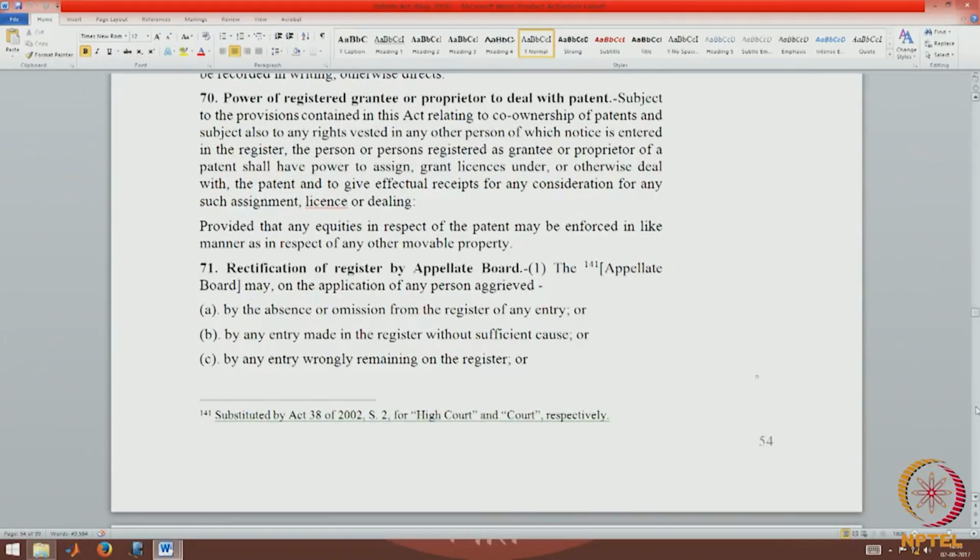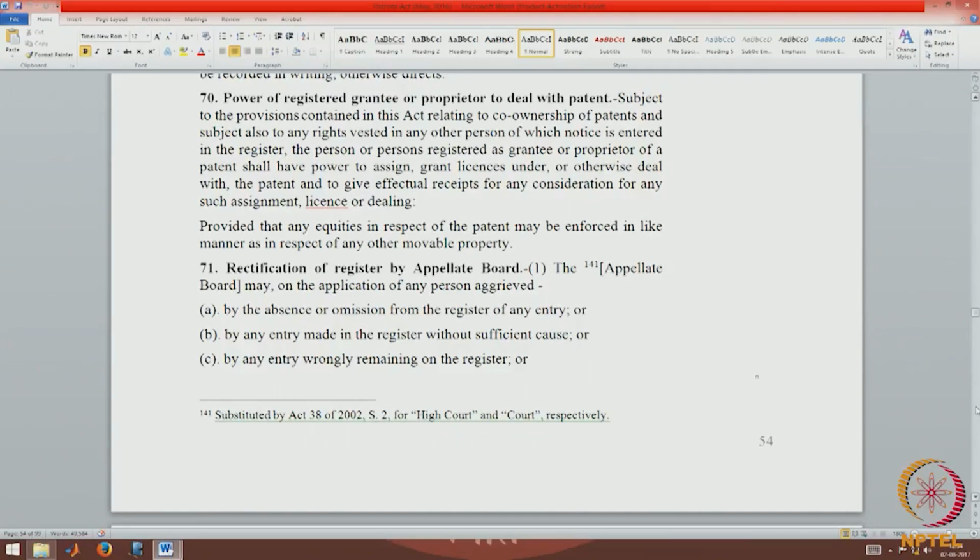Section 70 deals with power of a registered grantee or proprietor to deal with a patent. Subject to provisions contained under this Act relating to co-ownership of patents and subject to any rights vested in any other person of which notice is entered in the register, the person or persons registered as grantee or proprietor of a patent shall have power to assign, grant licenses under or otherwise deal with a patent and to give effectual receipts for any consideration of any assignment, license or dealing, provided that any equities in respect of a patent may be enforced in a like manner in respect of any other movable property.